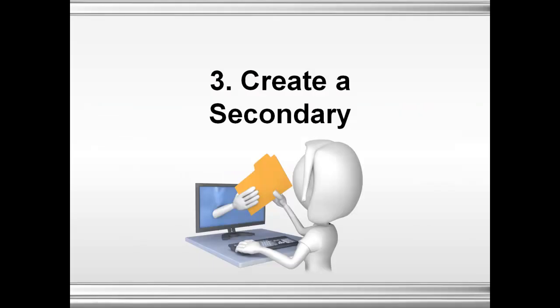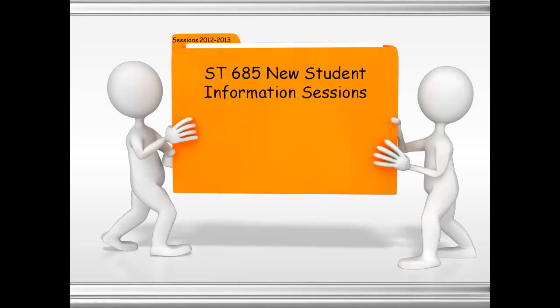The last step is to create a secondary. It's important to note that the name of the file or electronic folder should be meaningful. Remember that other people may need access to these records. In this case, if you're creating an electronic folder, you could call the folder ST685 New Student Information Sessions. Each document within the folder could then be filed by year.